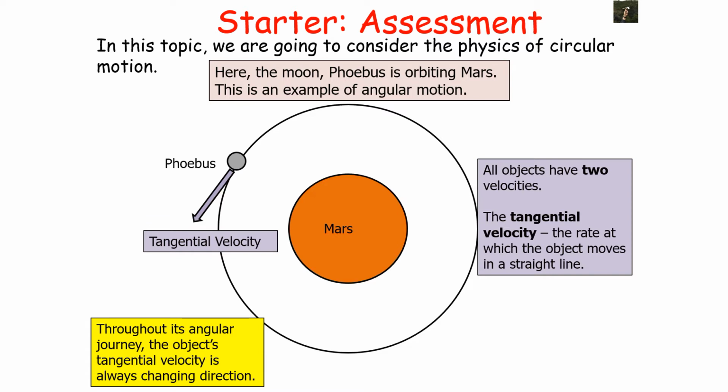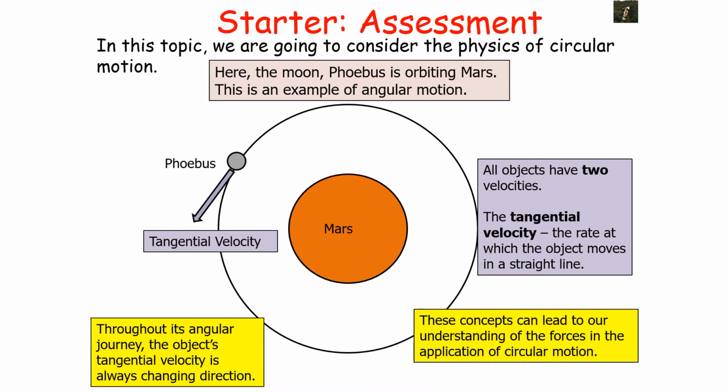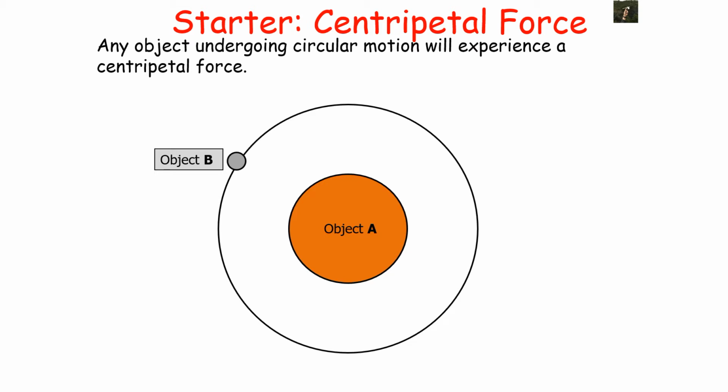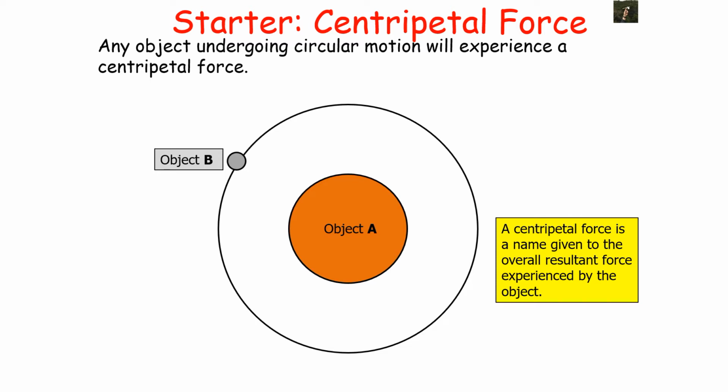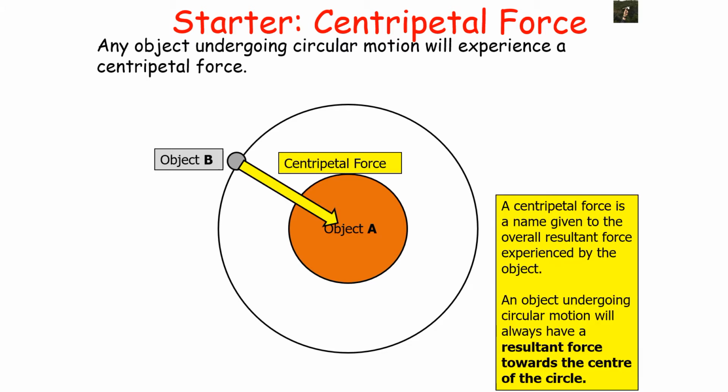Throughout its angular journey, an object's tangential velocity is always changing direction, as shown in the following images. This concept leads to our understanding of forces in the application of circular motion, the mechanics of circular motion. Any object undergoing circular motion will experience a centripetal force. A centripetal force is a name given to the overall resultant force experienced by the object. We only consider the resultant effect of the centripetal force. So it's important to note that any object undergoing circular motion will always have a resultant force towards the center of the circle.